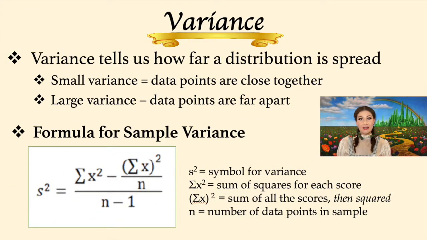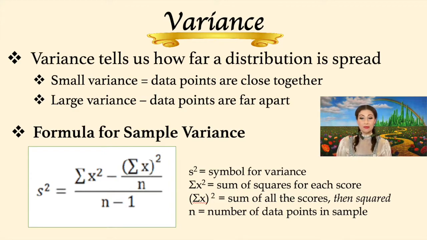Please do not be alarmed. We will totally dissect this, and I promise by the end of this lecture, you will be a master of the variance formula. S squared is the symbol for variance. S squared is equal to the sum of squares. So that first section, the sum of x squared, means that we're going to square each score and then add up the total of every score once it is squared.